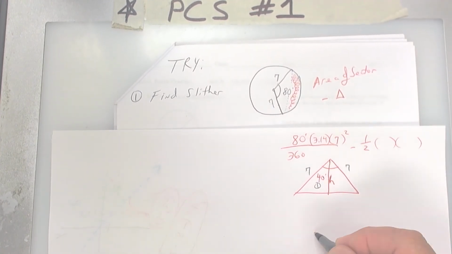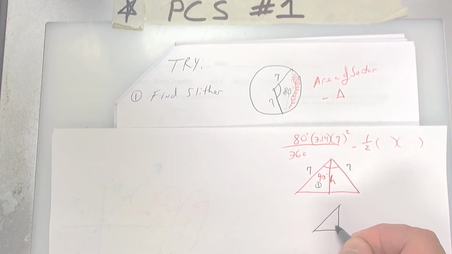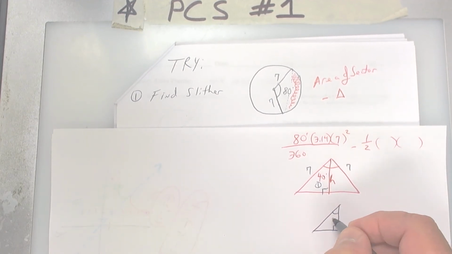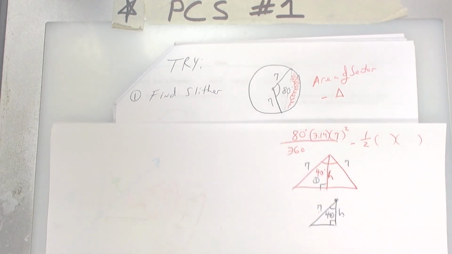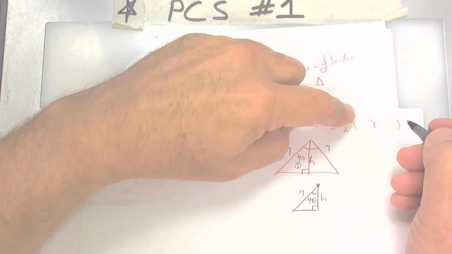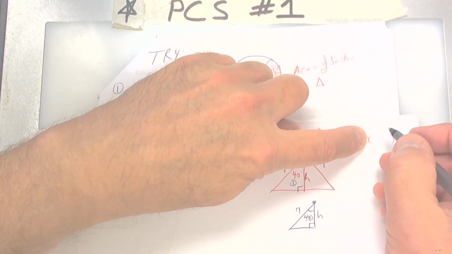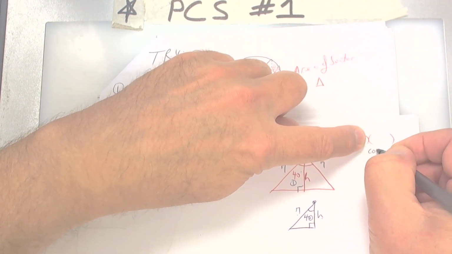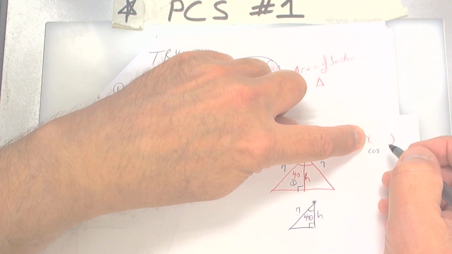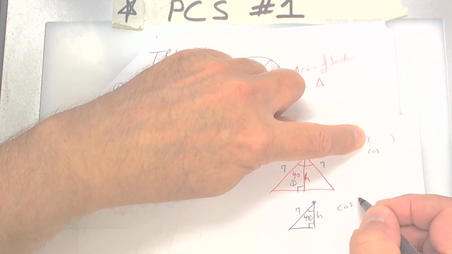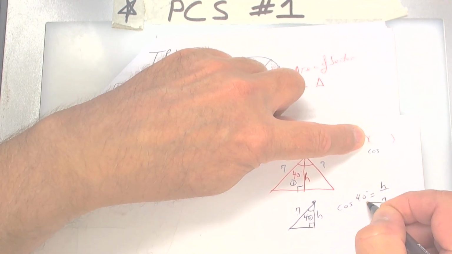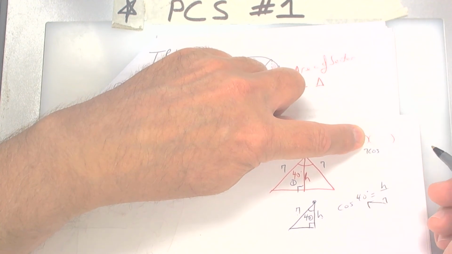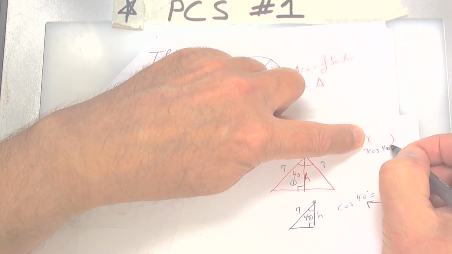Take out this little triangle, and we're going to do trig on it. So put 40 degrees right here, and then put H, and then put a 7. If you're standing here, it's adjacent over hypotenuse, so it's going to be the cosine. So the cosine of 40 degrees is equal to adjacent over hypotenuse. So it's going to be 7 times the cosine of 40 degrees is your height.